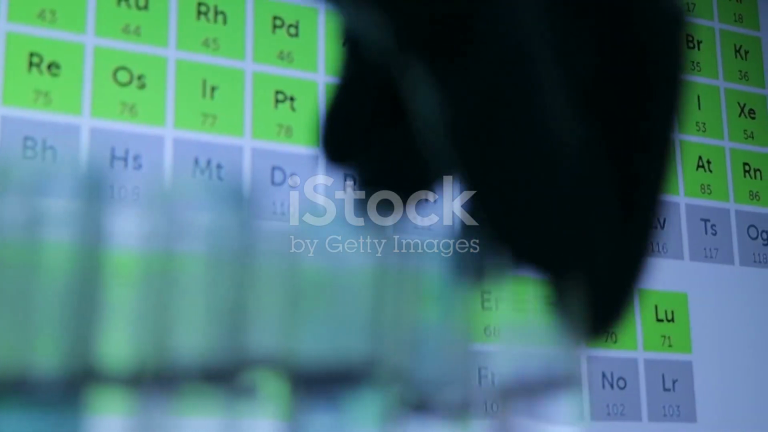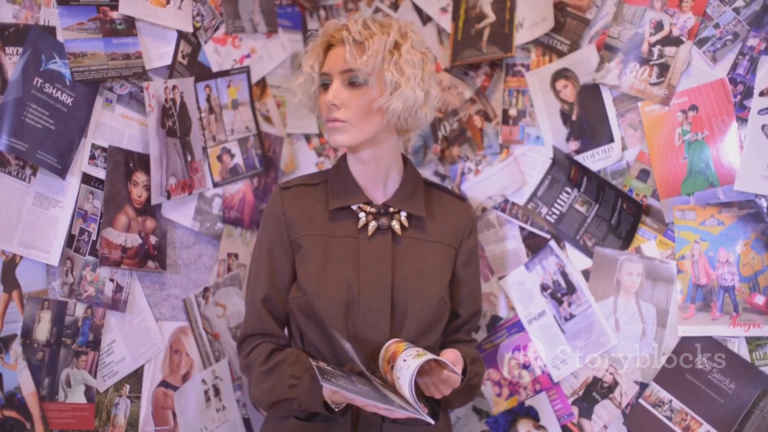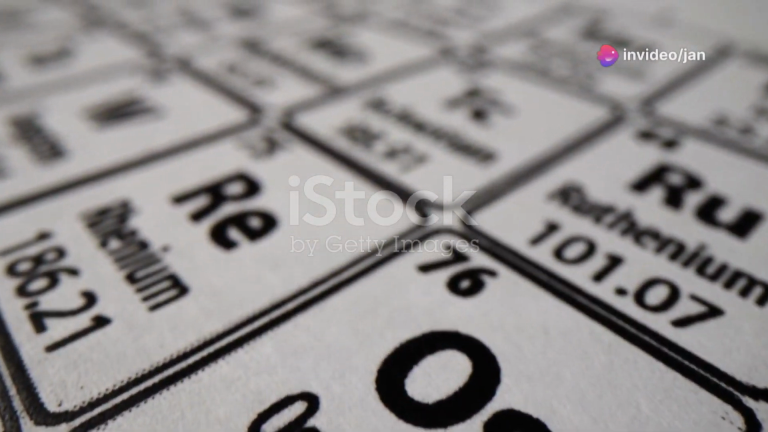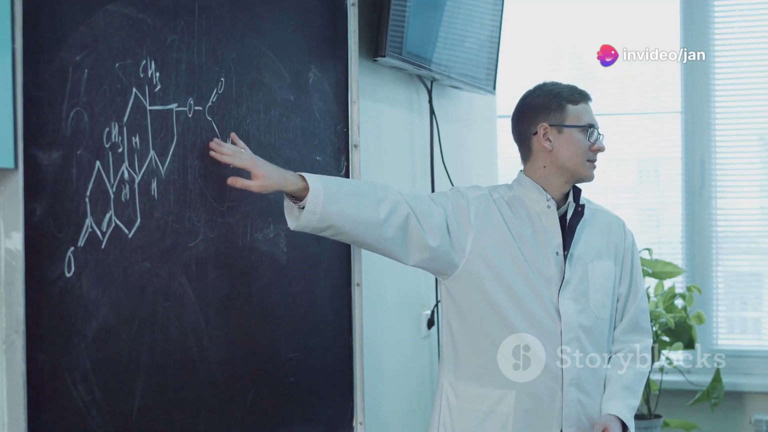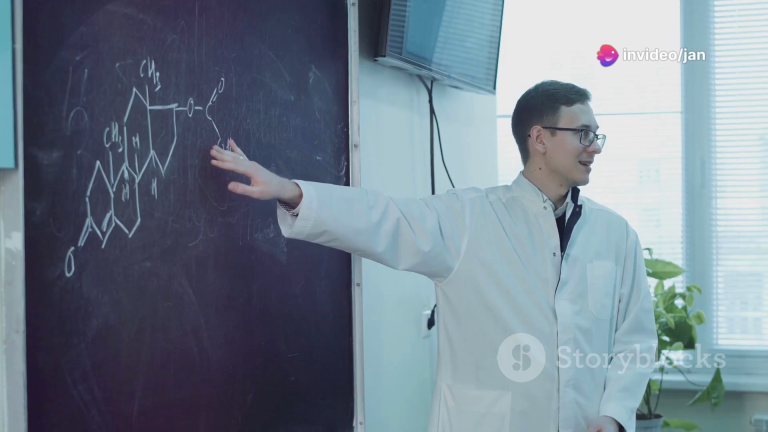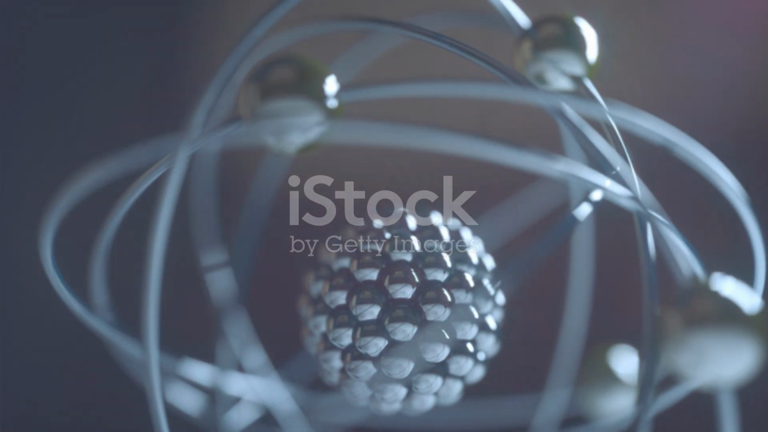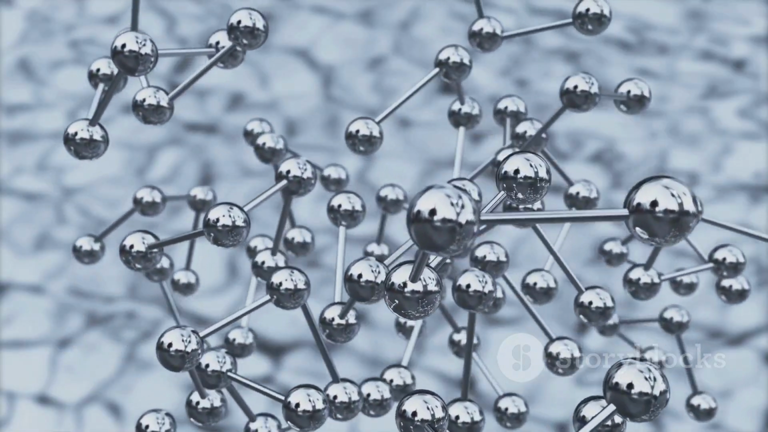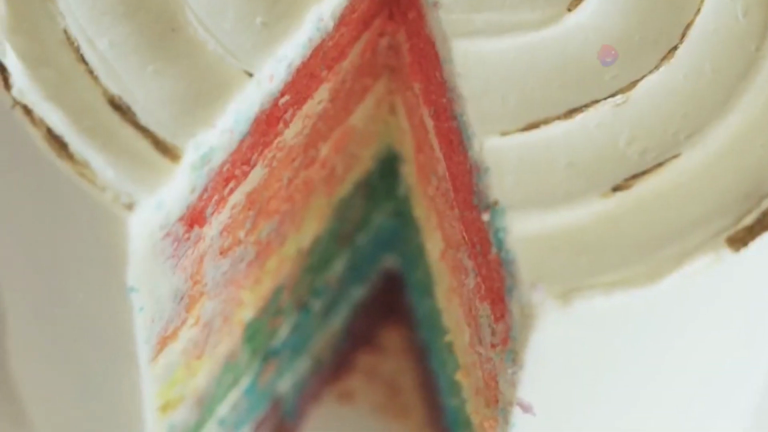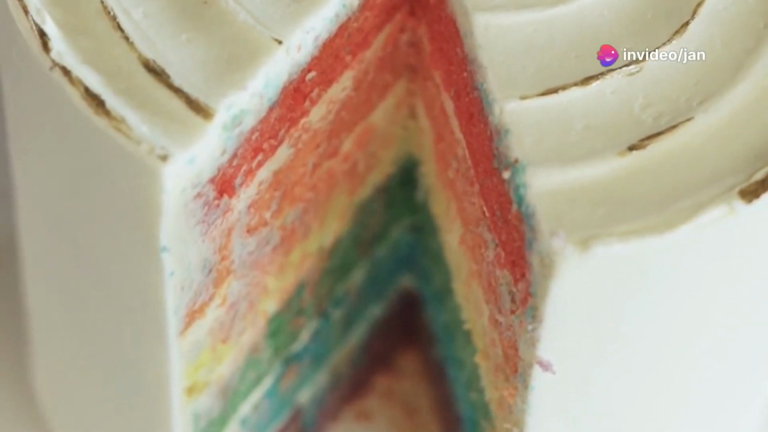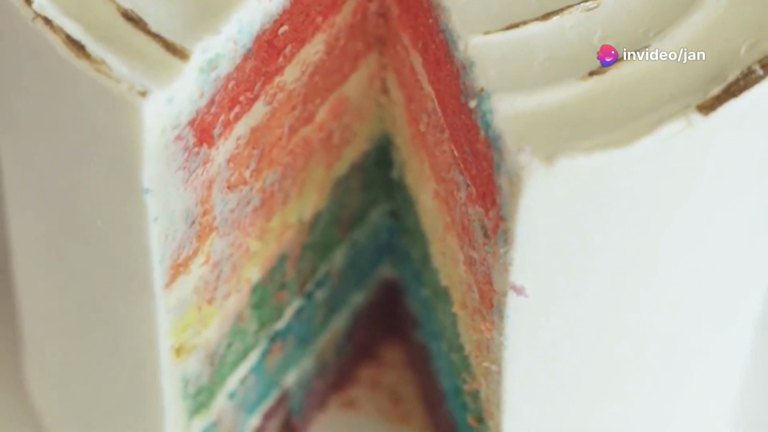Let's talk about trends. No, not the latest fashion, but trends in the periodic table. These trends help us understand how the properties of elements change as we move across or down the table. First up, atomic size. Imagine an atom like a tiny ball. As we move down a group, the atomic size increases. Why? Because elements gain more layers of electrons, like adding layers to a cake, making the atom bigger.